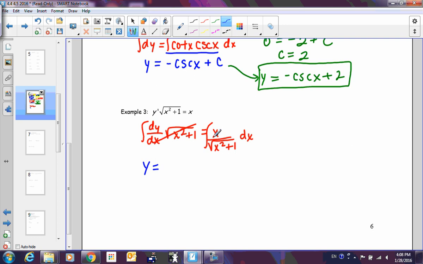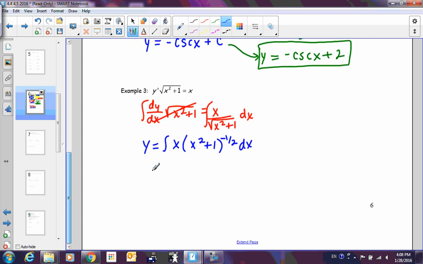Now let's think about this. Maybe we want to rewrite it. Let's write it like this, where the x squared plus 1 is being taken to a negative half power. This, I think, makes it a little bit easier, because now we have something we can do u substitution. And how did I know? Because I can't integrate this otherwise. That's how I know I have to do u substitution.